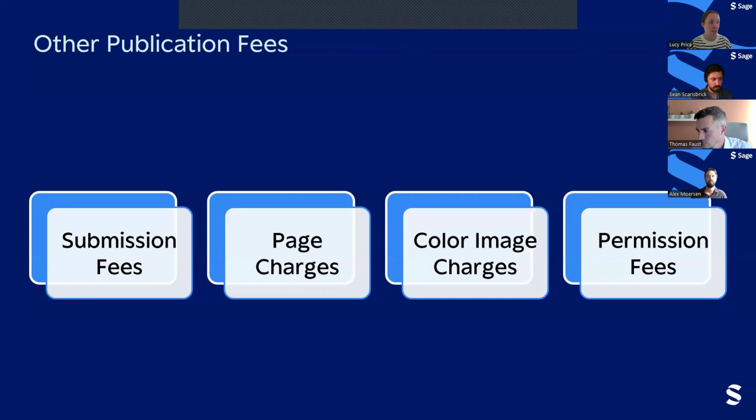Colour charges. A vast majority of journals allow authors to publish images and figures in colour online at no cost. However, some journals may charge to publish images in the print edition in colour. For instance, some Sage publishing journals, the first colour image is $800 and it is $200 for any additional colour images within the same contribution. In some disciplines like pathology, colour images may be crucial to the article.